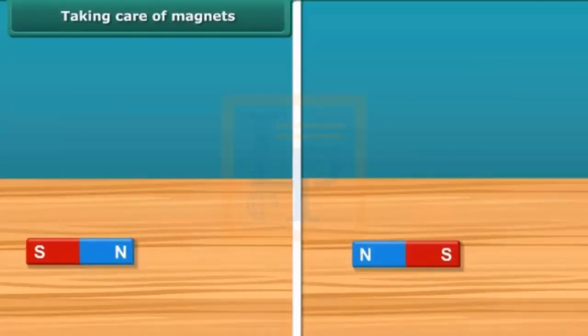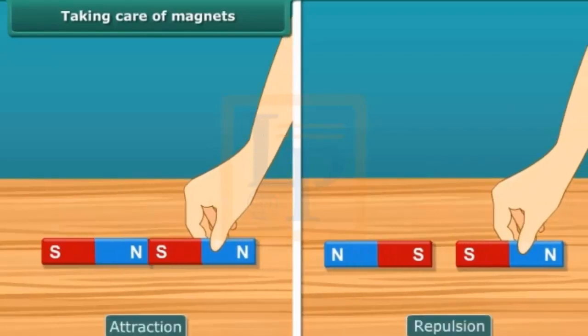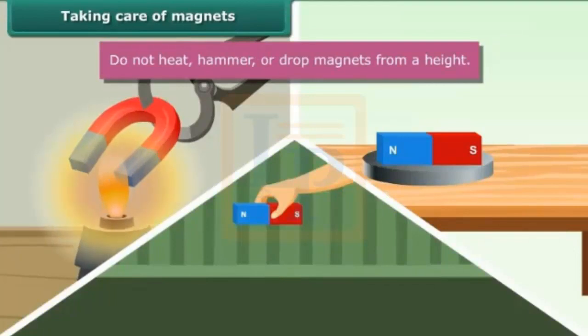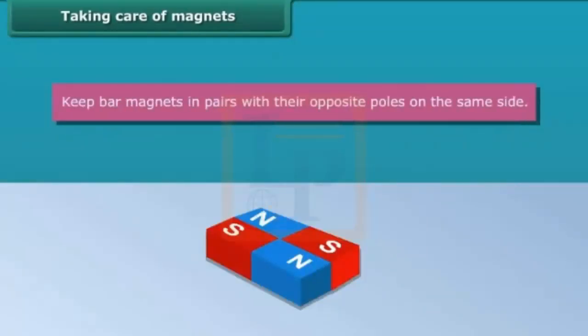Taking care of magnets. We are now aware of the attraction and repulsion properties of a magnet. To keep magnets safe and in working condition, follow these guidelines. Do not heat, hammer, or drop magnets from a height. They will lose their property if done so. Keep bar magnets in pairs with their opposite poles on the same side. Use wood to separate them.